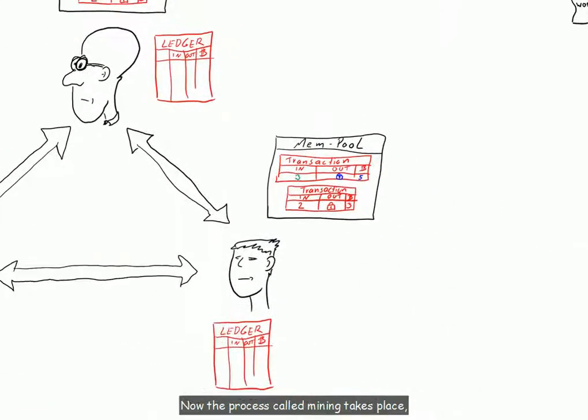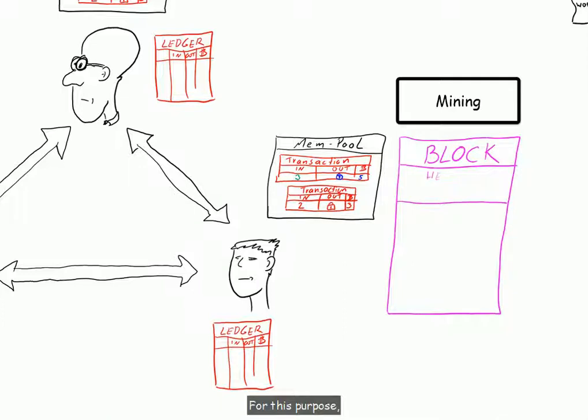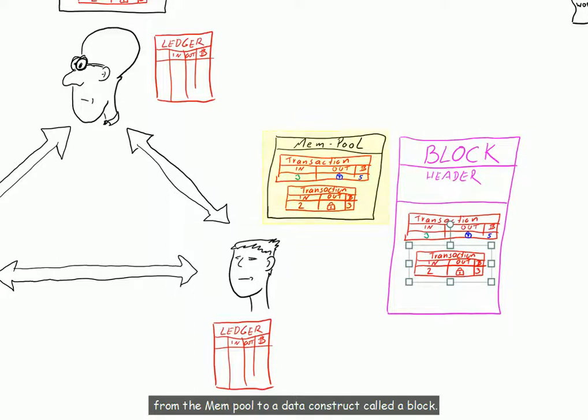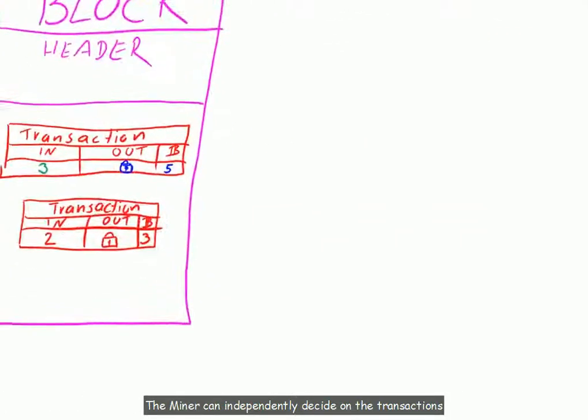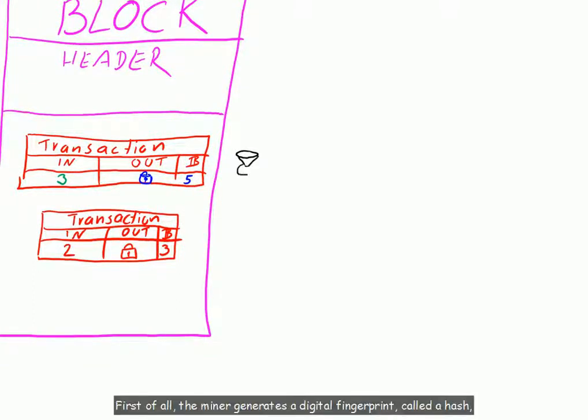Now the process called mining takes place, which leads to the irreversible storage of transactions in the general ledger. For this purpose, servers called miners move unconfirmed transactions from the mempool to a data construct called a block. The process of mining is performed independently in each miner. A miner can independently decide on the transactions he wants to include in his block. First of all, the miner generates a digital fingerprint, called a hash, from every transaction, with a cryptographic hash function.